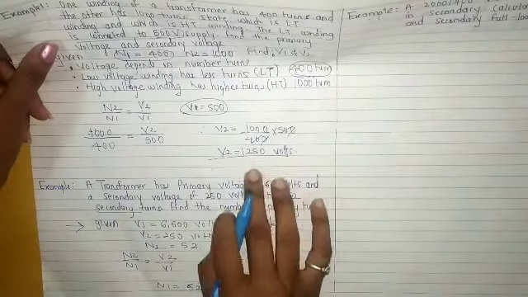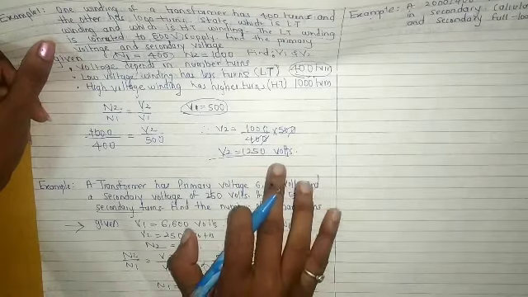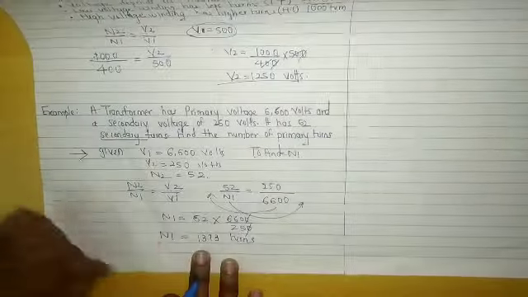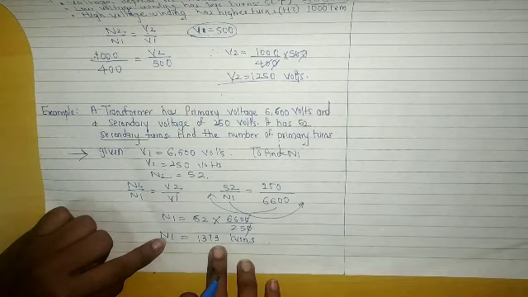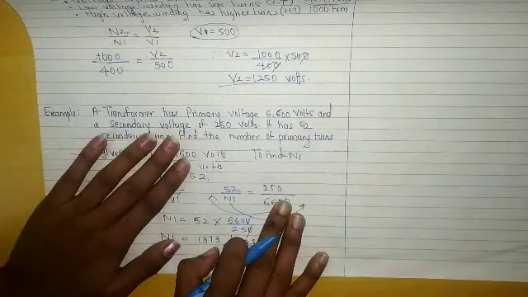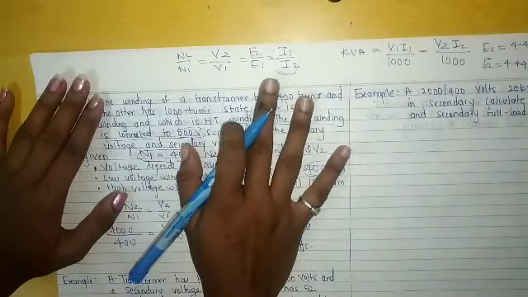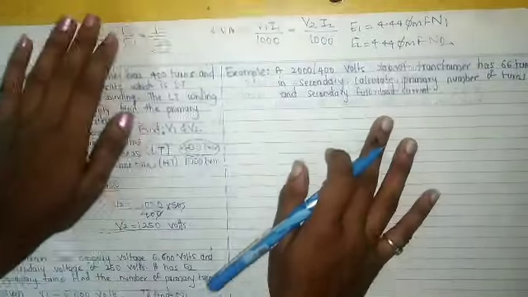So just remember to give units. We have found here voltage V2 secondary, so we have written here volts. Here number of turns, N1 is equal to 1373 turns. So this is the second example. These examples are based on this formula only. So just remember this formula. We'll move to the next example.